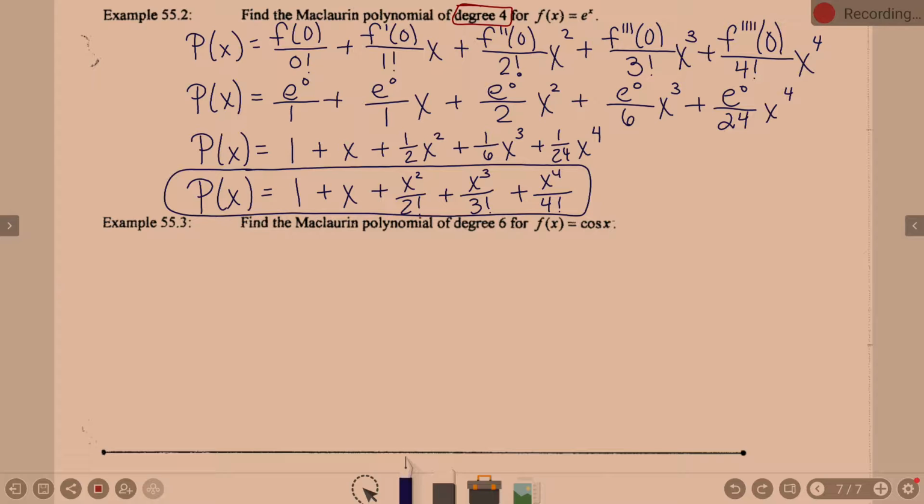Something I don't think I've ever done is graph these side by side, and I'm curious if it's going to be very much similar or not.